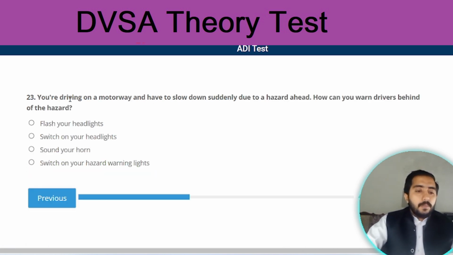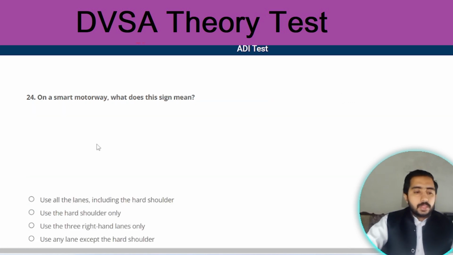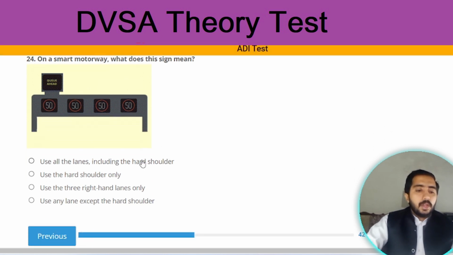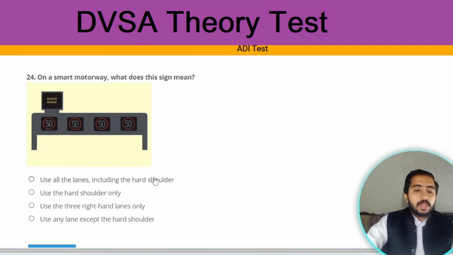Next one. Question 23. You are driving on a motorway and have to slow down suddenly due to a hazard ahead. How can you warn drivers behind of the hazard? The correct option is switch on your hazard warning lights. Next one, question 24. On a smart motorway, what does this sign mean? The sign is given here. This sign means use all the lanes, including the hard shoulder. Next one.